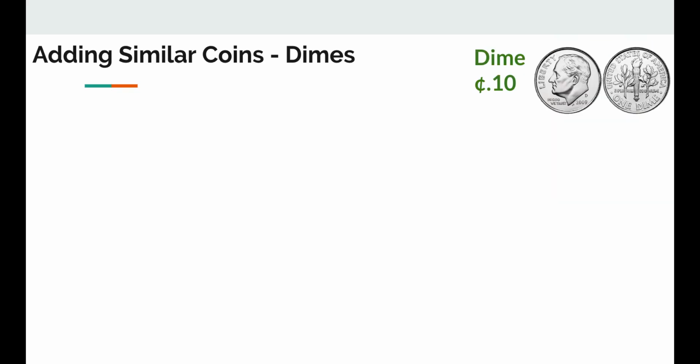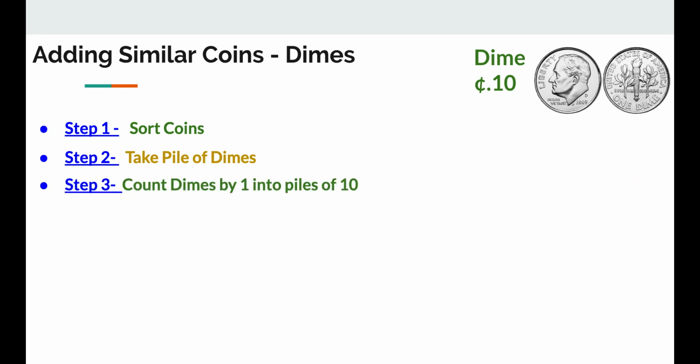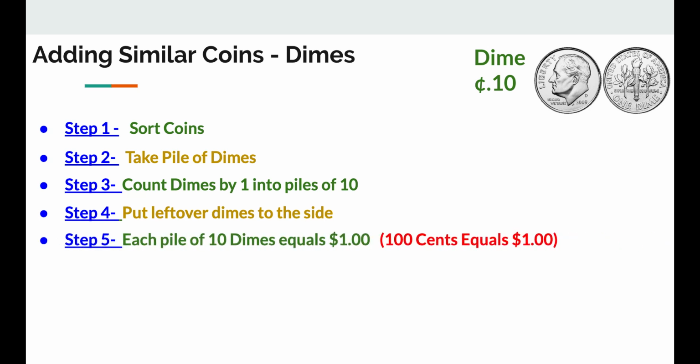All right, so we're going to start with the dime today. And again, you're going to sort the coins. You're going to take the pile of dimes to work with them. And then next, we're going to count the dimes into piles of 10. All right, so we're going to do that because 10 dimes equals $1. So it'll be nice and easy once we have our piles to count them. We'll put our leftover dimes to the side and count those last.